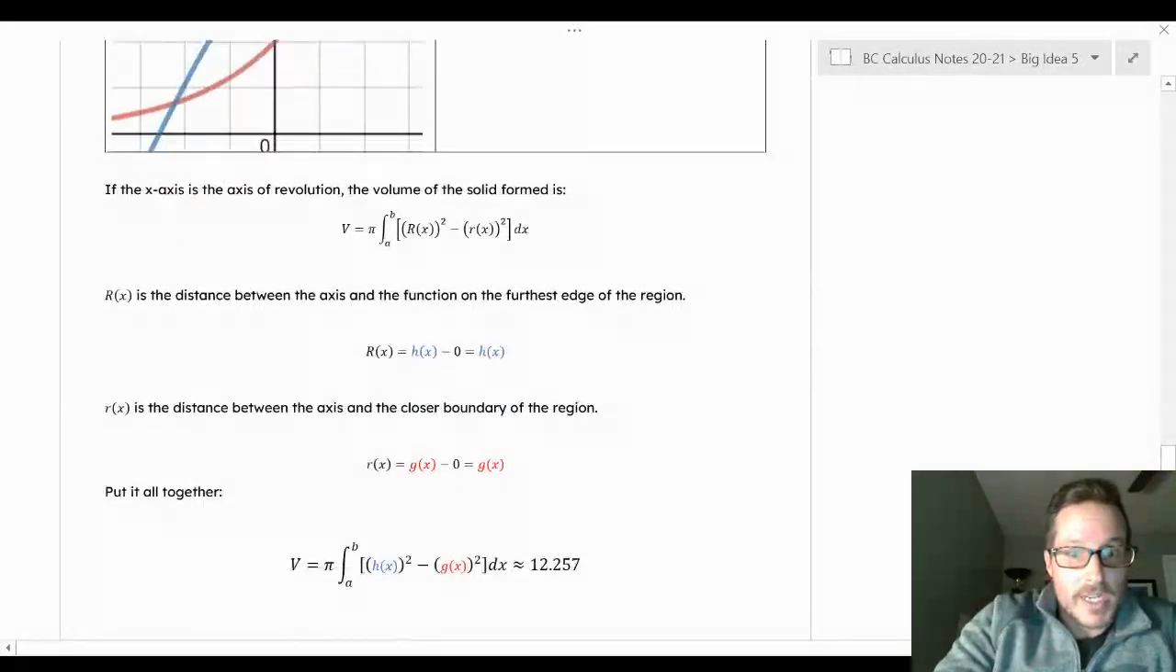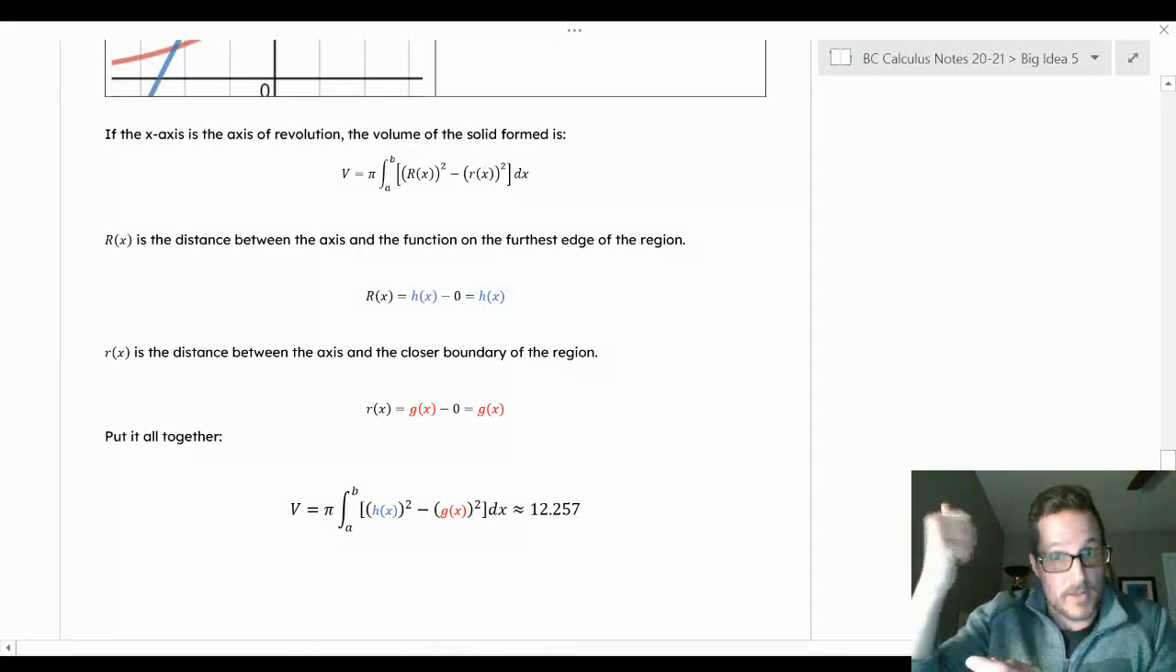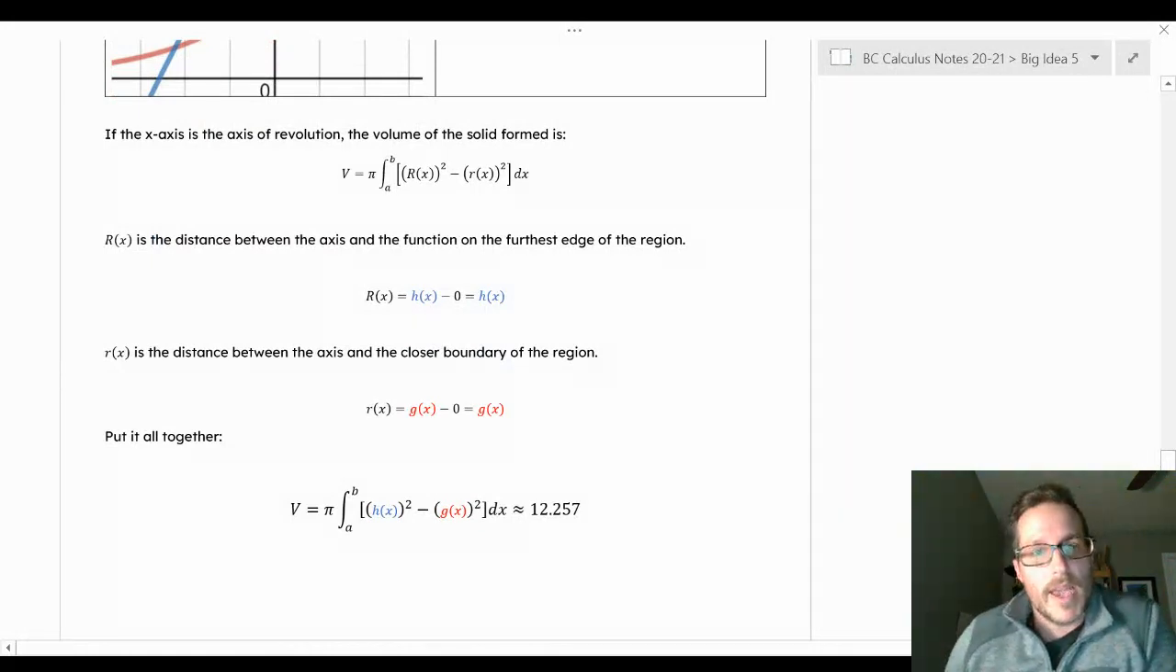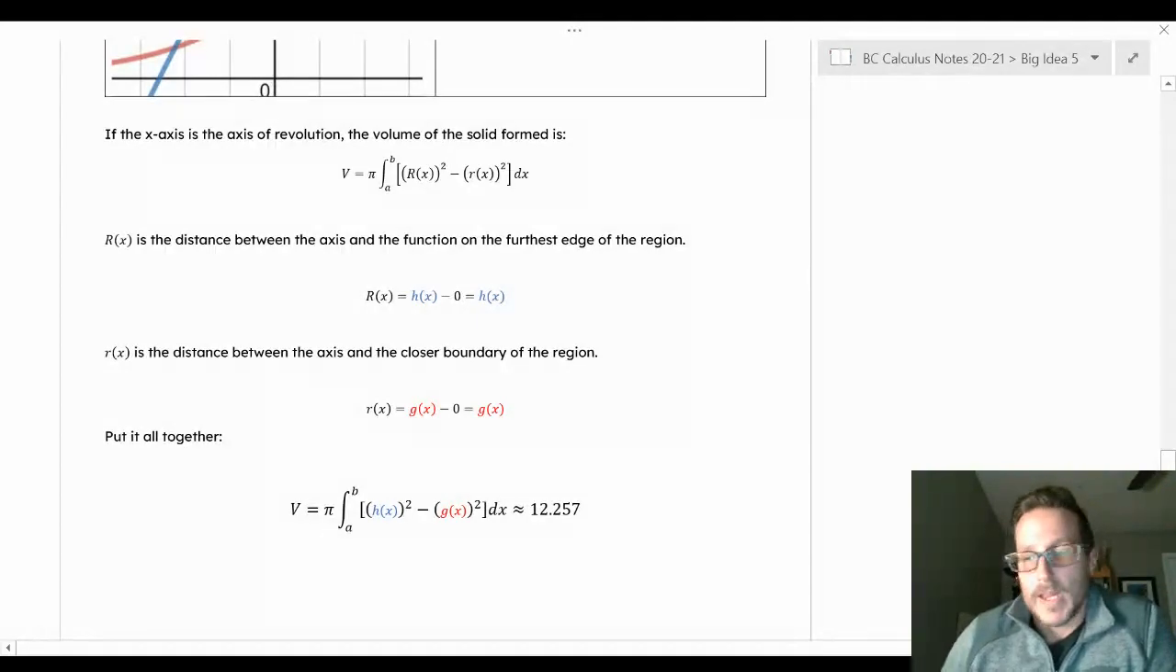Sub in what you need to sub in. There it is. And then A and B are the two intersections that I had before. So then pi times the integral from A to B of h squared minus g squared. And that would give you a little bit more than 12 if you care about that. So the setup is good.